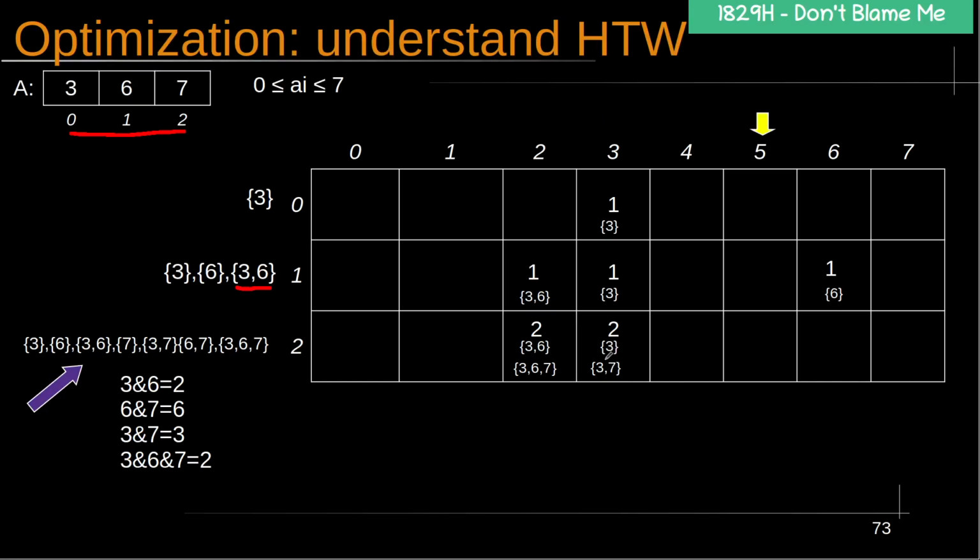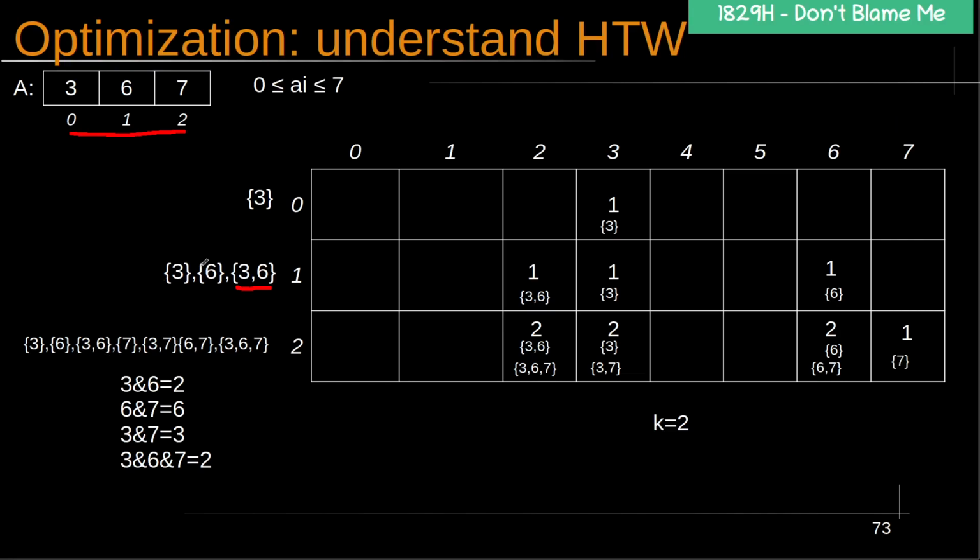For 6, we have also 2, which are 6, which we found previously, and 6, 7 from 0 to 2. For 7, we have only one, which is 7, this one.